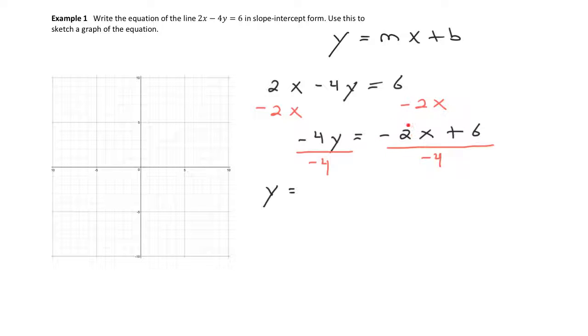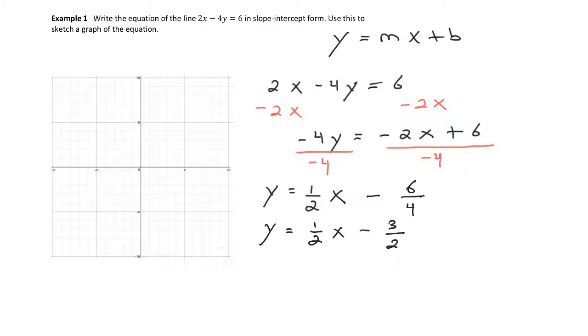Here I have negative 2 divided by negative 4. The negatives cancel. 2 over 4 is the same thing as 1 over 2, so I'm going to put 1 over 2x. For the last 2 terms, I have a positive over a negative, so I know I'm going to end up with a negative number. We have 6 over 4, and we can simplify this a little bit. This is 1/2 x minus 3 over 2.